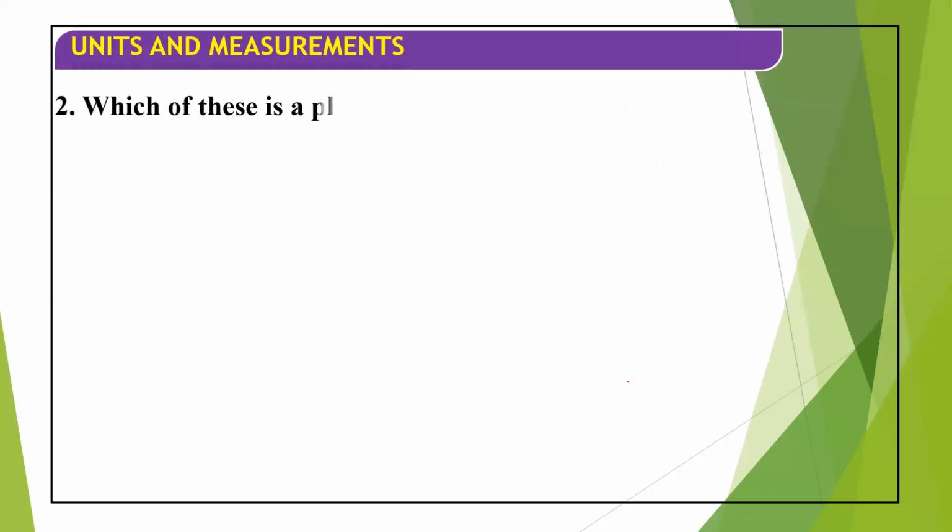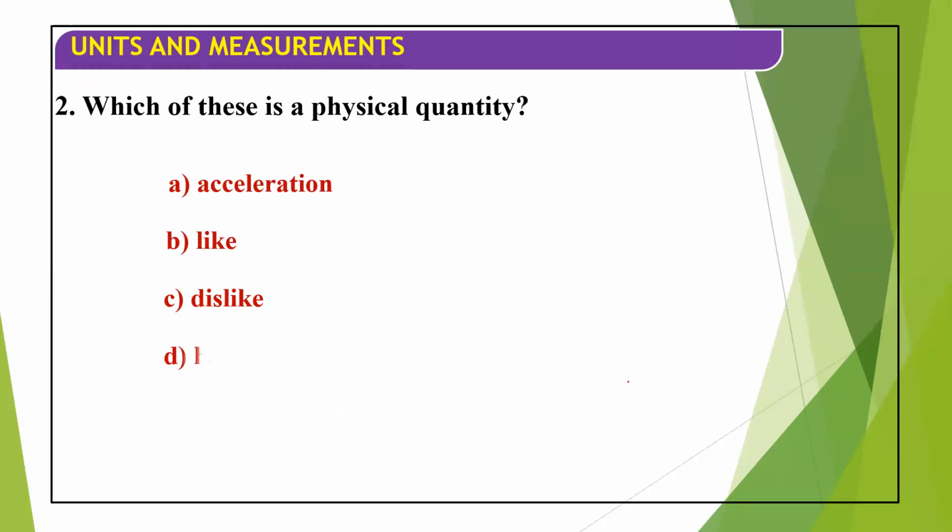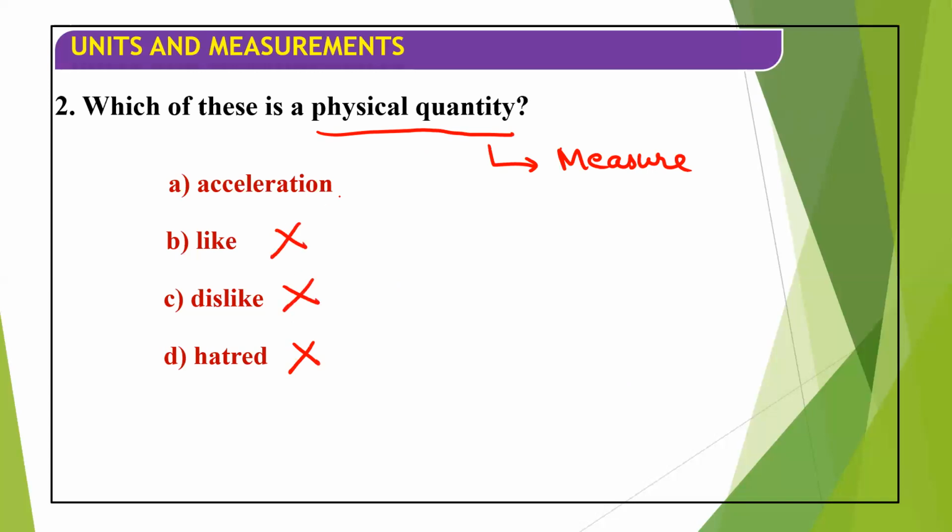Let's move ahead. Which of these is a physical quantity? Acceleration, like, dislike, hatred. My dear student, what do you mean by a physical quantity? Any quantity that you can measure. Can you measure hatred? No. Can you measure dislike? No. Can you measure like? No. So what is the answer, my dear student? The right answer is acceleration.